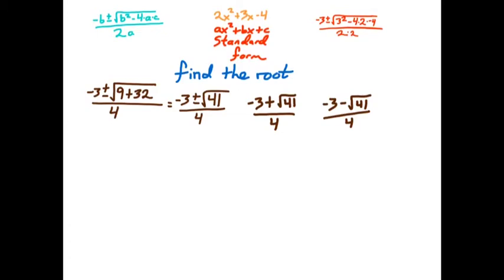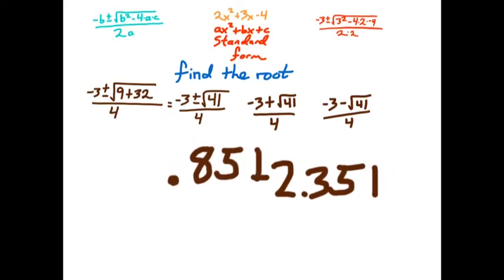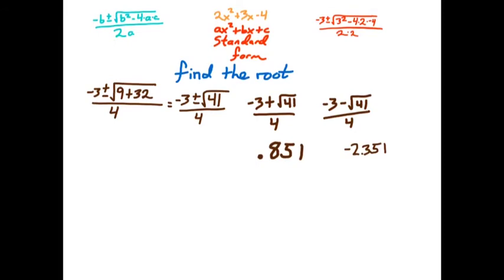Did you press pause? Okay, here we go. You're going to get 0.851. I rounded that. And on the other side, when you plug this one into your calculator, if you haven't done it yet, press pause, do so. You're going to get a negative 2.351. Yes, brilliant. Oh my, they're two separate answers there. There's one, and there's two. And of course, those are your actual answers.